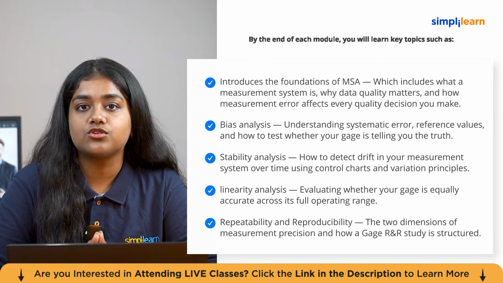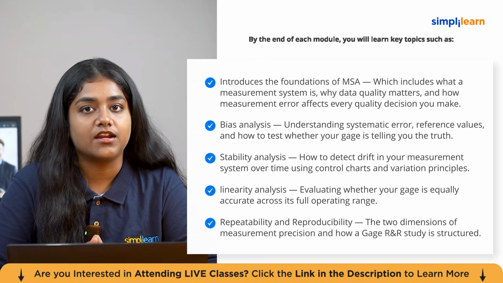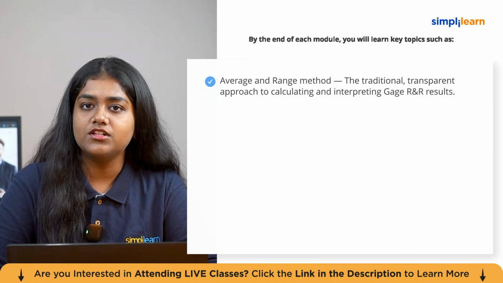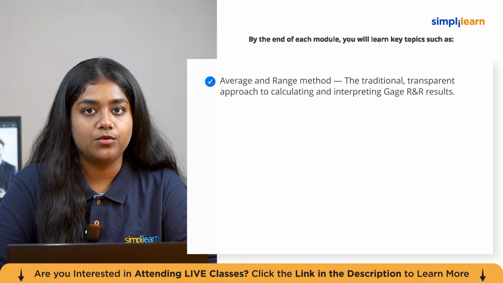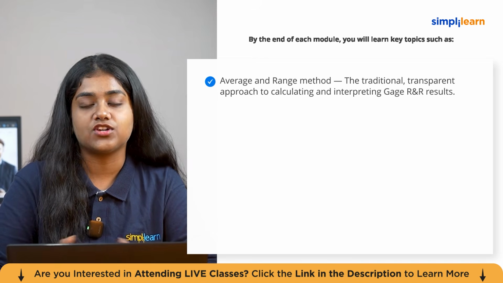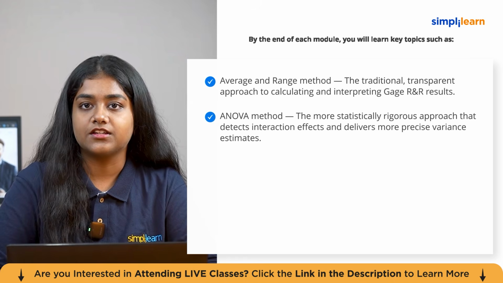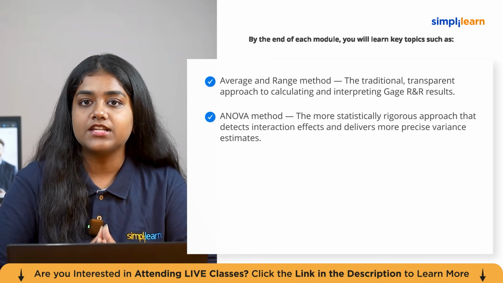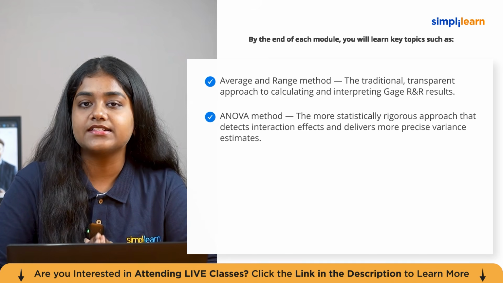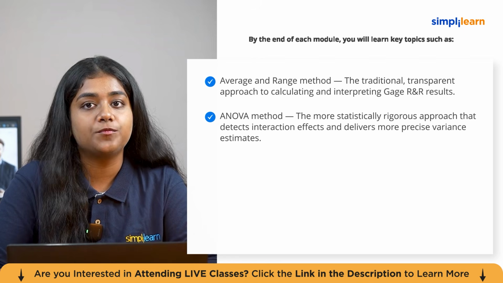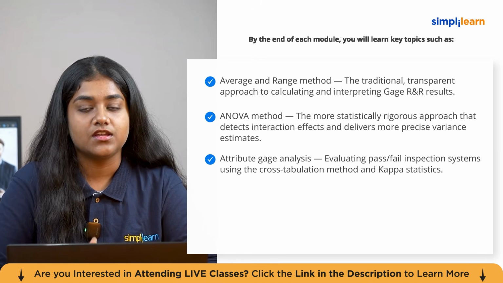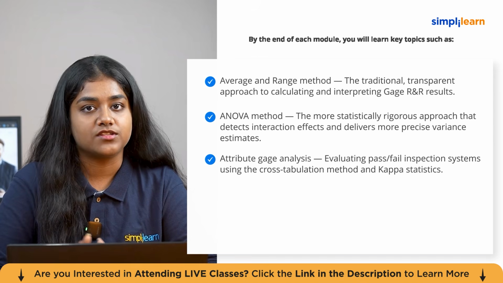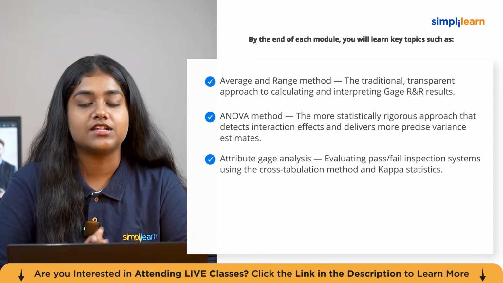Module 5 covers repeatability and reproducibility. These are the two dimensions of measurement precision and how a Gage R&R study is structured. Module 6 covers the average and range method. This is a traditional, transparent approach to calculating and interpreting Gage R&R results. Module 7 covers the ANOVA method, the more statistically rigorous approach that detects interaction effects and delivers more precise variance estimates. And Module 8 covers attribute gauge analysis, evaluating pass or fail inspection systems using the cross-tabulation methods and Kappa statistics.